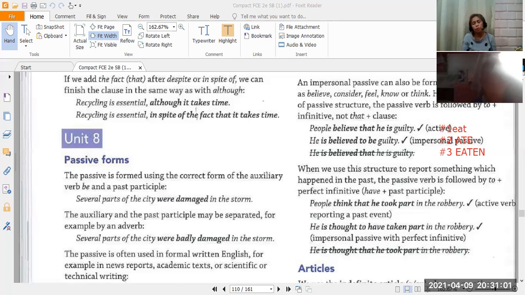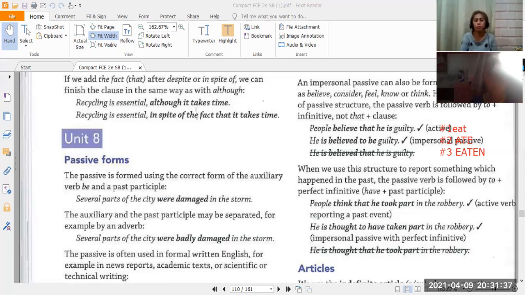I have one more important piece of information to tell you about the passive. Intransitive verbs cannot be made into the passive. What is an intransitive verb? Okay, lesson Kiyo. An intransitive verb does not have an object. I bought a coffee. Buy is a transitive verb. It needs an object, in this case, coffee.